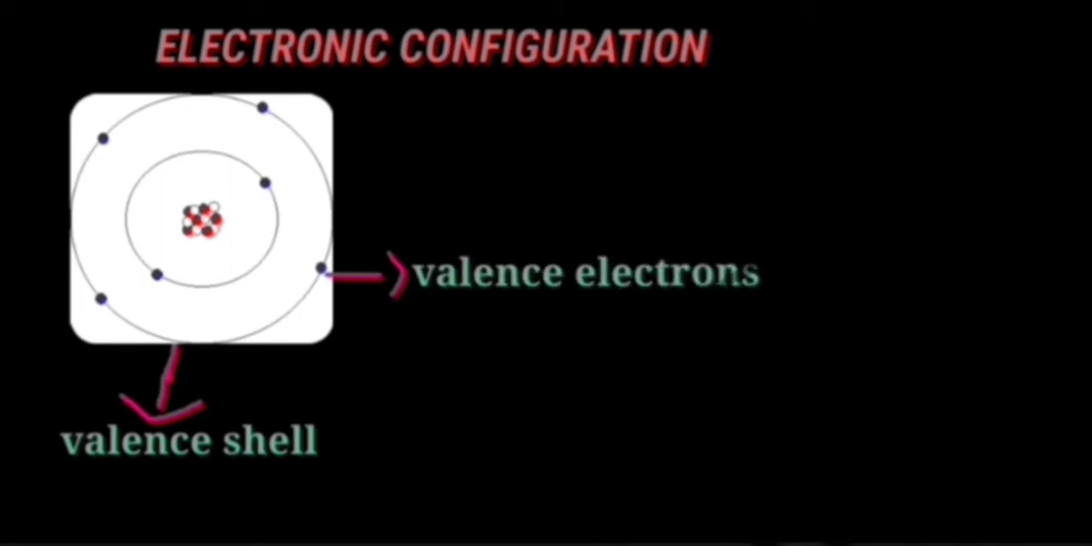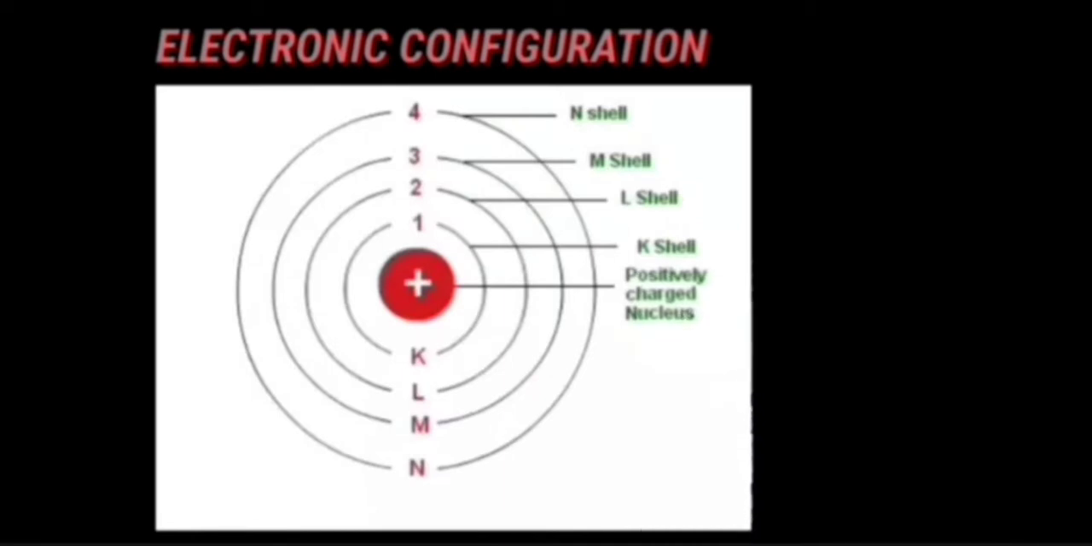In the structure of an atom, the outermost shell is known as the valence shell, and the electrons present in the valence shell are known as the valence electrons. So this is how the respective shells are named. First is K shell, second is L shell, third is M shell, and fourth is N shell.